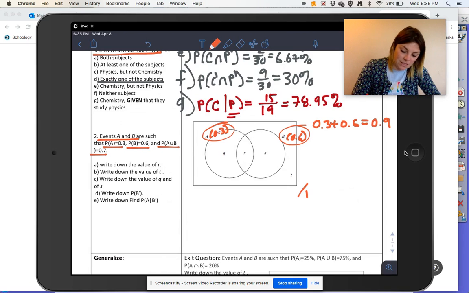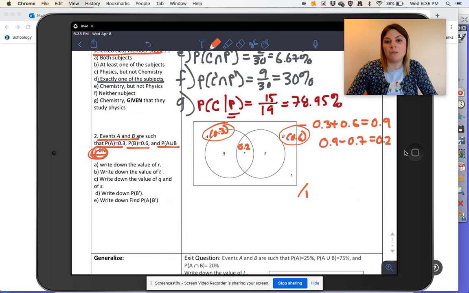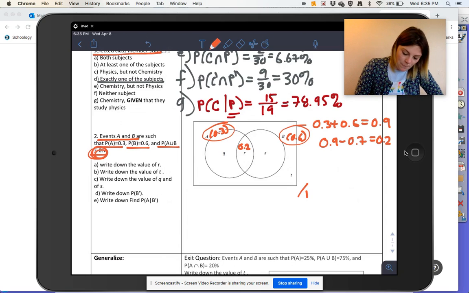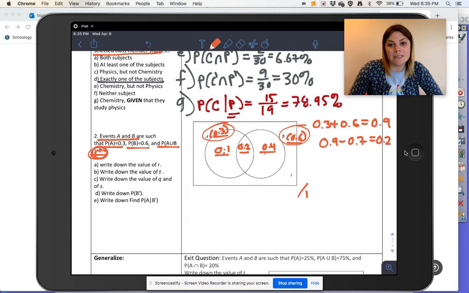So what that means is we know 0.9 minus 0.7, that's the information I'm getting from over here, is equal to 0.2. So our 0.2 goes in the middle. Now we can start filling in the rest of the information. So this would be 0.1, because 0.1 and 0.2 adds up to 0.3. And that means this would be 0.4, because 0.2 and 0.4 add up to 0.6.